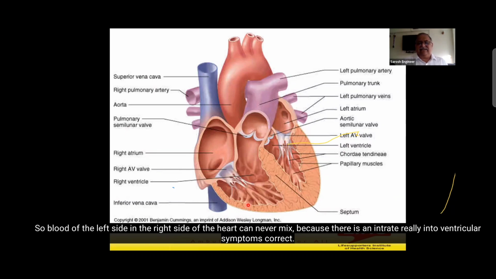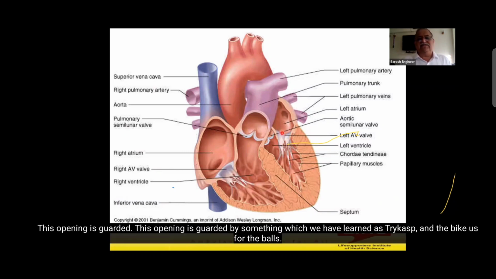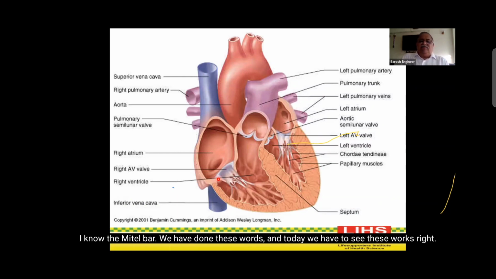So blood of the left side and the right side of the heart can never mix because there are interatrial and interventricular septums, correct? But the blood coming from any atrium, the left or right, will go into the left or right ventricle. And where it goes from the atrium into the ventricle, this opening is guarded. This opening is guarded by something which we have learned as the tricuspid and the bicuspid valves, right? Or the mitral valve. We have learned these words, and today we have to see these words, right?